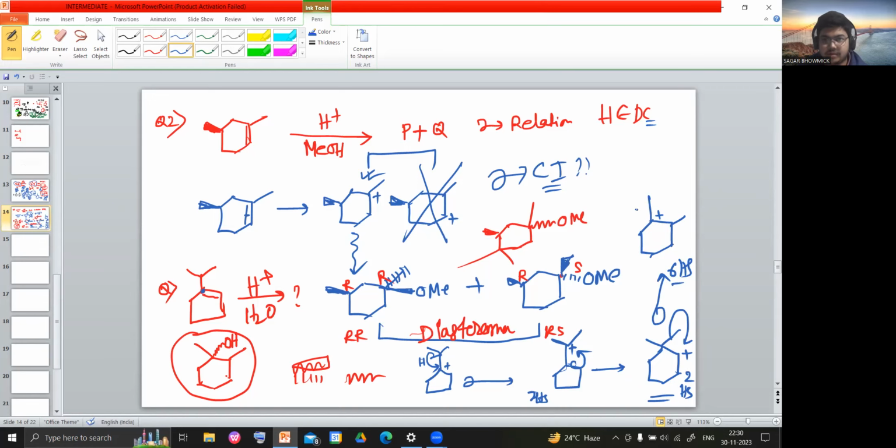Now water is going to attack there, and if water attacks this center from above the plane and below the plane, you simply get this product. In some tricky questions, they can also ask how many ring expansions will occur, or how many rearrangements will occur. So you have to consider the steps. You have to know the steps, otherwise you can't proceed.